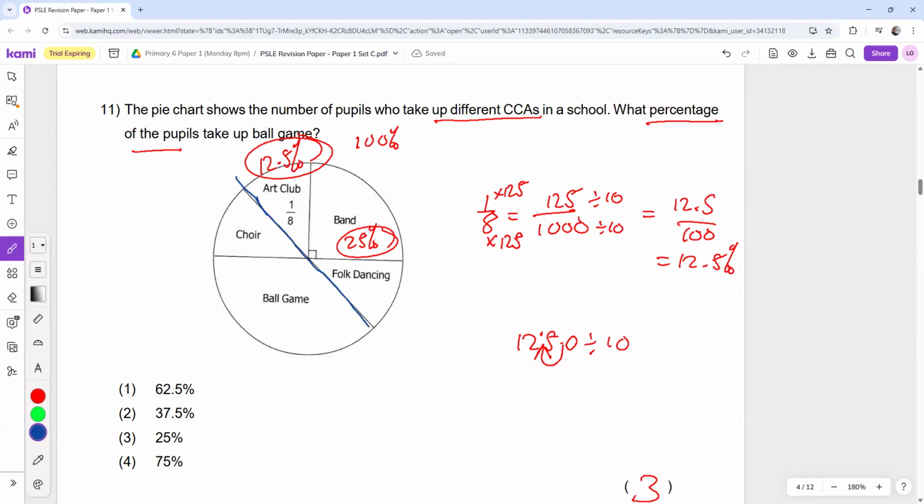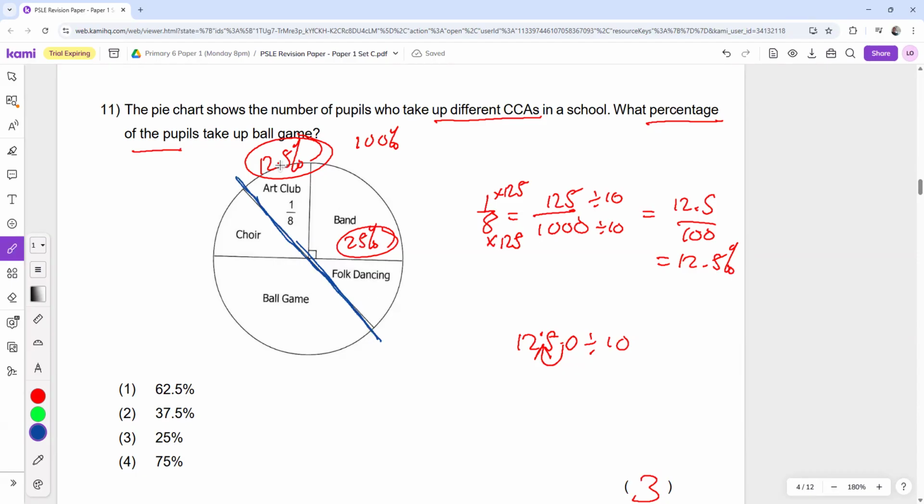And then you can see that this is a straight line. But again, we cannot assume. This question is supposed to be a straight line. In your exam, don't assume. In the exam, the question will tell you directly or indirectly that it's a straight line. So if there's a straight line in the middle, then folk dancing is how many percent? That will be 50%.